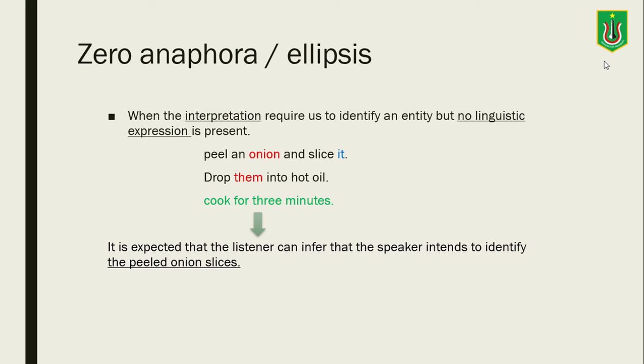Here, "cook for 3 minutes." Without the linguistic expression, the listener is expected to identify the peeled onion slices that the speaker intends. When the interpretation requires us to identify an entity, as in "cook for 3 minutes," and no linguistic expression is present, it is called zero anaphora or ellipsis.